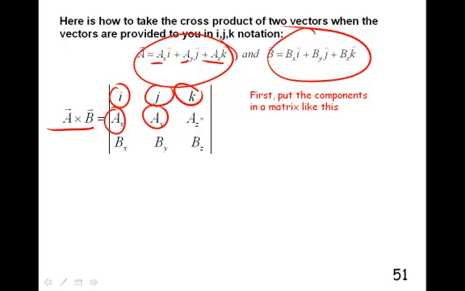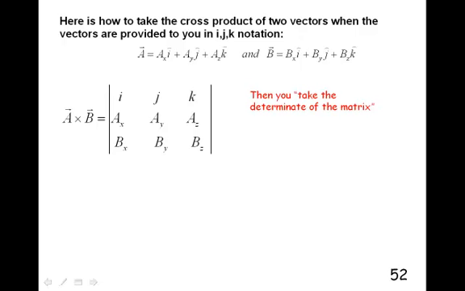Then you put the x, y, and z components of the first vector in for the second row, and you've probably seen this in your calculus class. You put the x, y, z components of your second vector in the third row of your matrix. Then you do something called taking the determinant of the matrix. And this has nothing to do with physics. It's just the way to remember how to figure out what the cross product is of these two vectors.